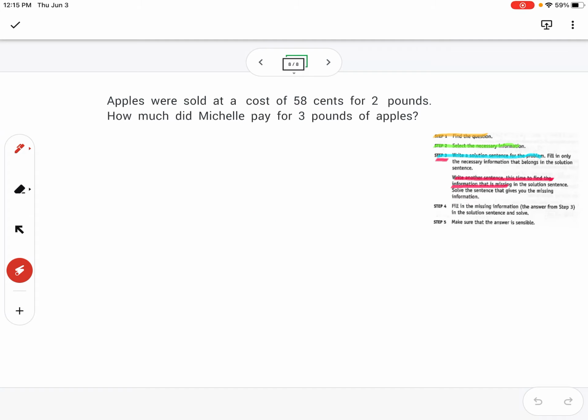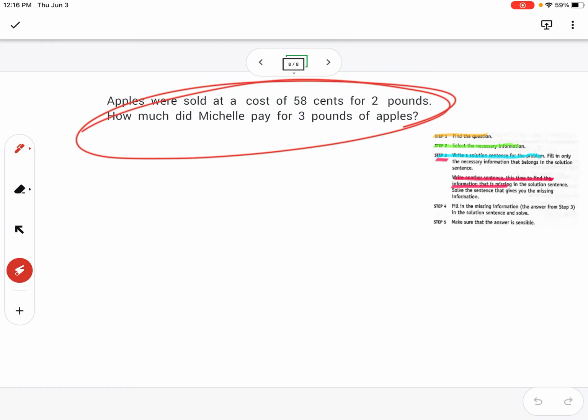There was a video on how to tell if a problem can be solved using proportions. And in that video we said if it can be solved with proportions, that means we find two situations in the problem. And in situation A, there will be a ratio. And in situation B, there will also be a ratio. And the two ratios will be comparing the same thing. So this is one of those.